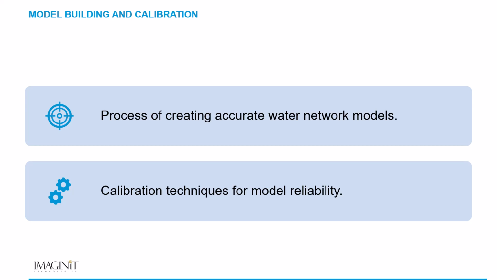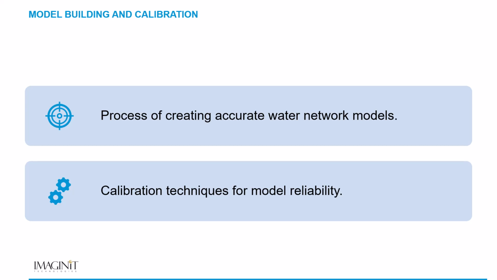InfoWater Pro facilitates the efficient building of detailed hydraulic models. With its user-friendly interface and integration with GIS data, utilities can easily construct models that reflect the real-world configurations of their water networks. Accuracy is paramount in hydraulic modeling, and InfoWater Pro provides sophisticated calibration tools to match model outputs with observed data. This process fine-tunes the model to ensure it accurately represents the system's behavior under various conditions.